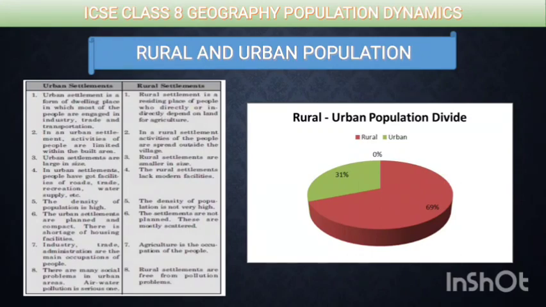In urban area or urban settlement, the activity of people is limited within the built area. But in the case of rural area or rural population, the people are spread outside the village. Okay. And the density of population is very high in urban areas, and the density of rural population is comparatively low. And facilities such as medical facility, educational facility, and better job opportunity are available in the urban area. In rural areas, this type of facilities are lacking. Okay. So these are the differences between rural population and urban population, and this is all about the chapter.